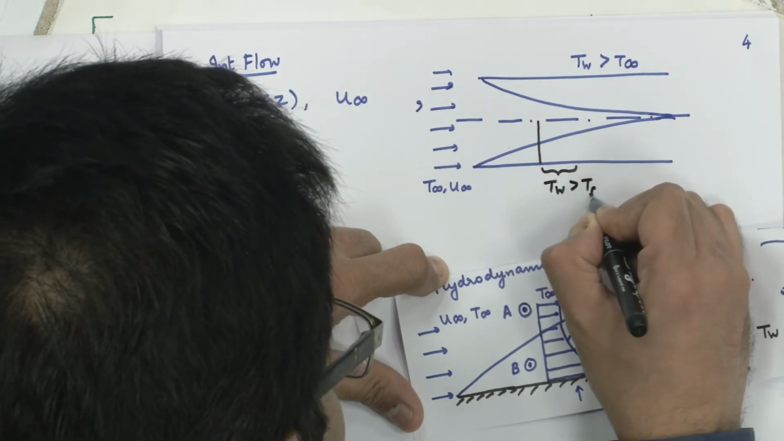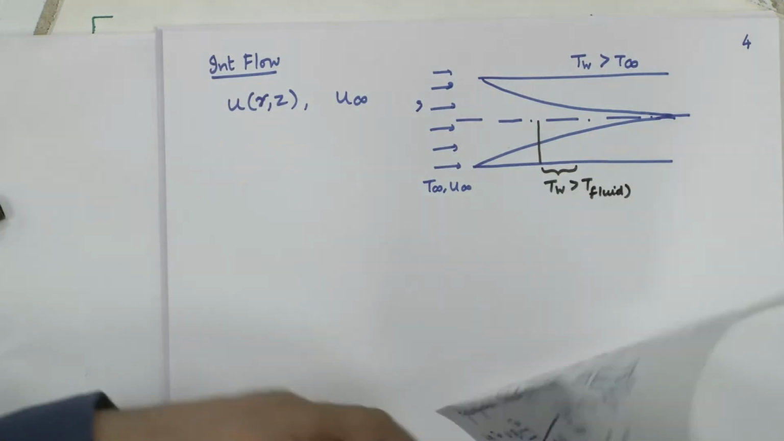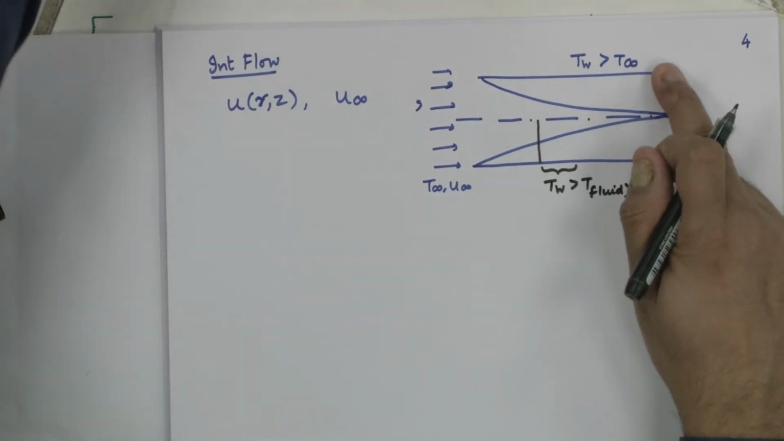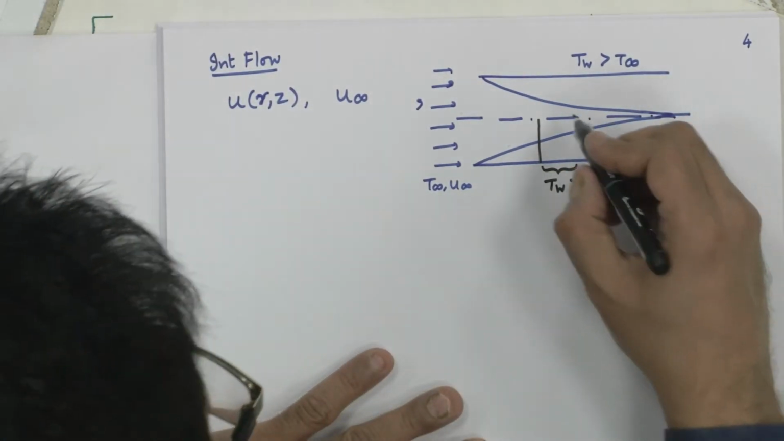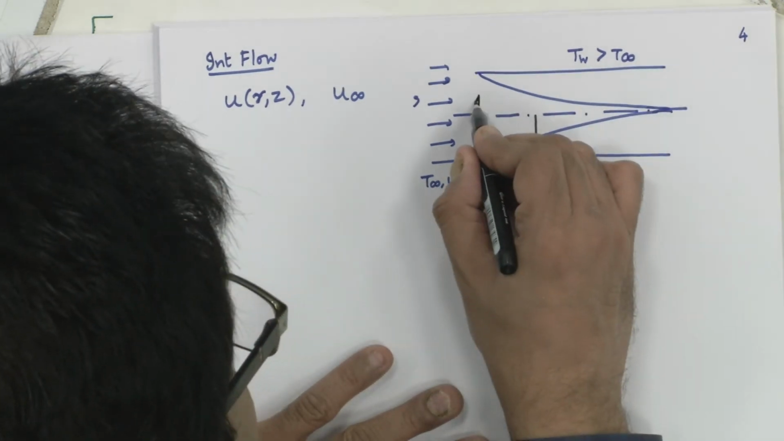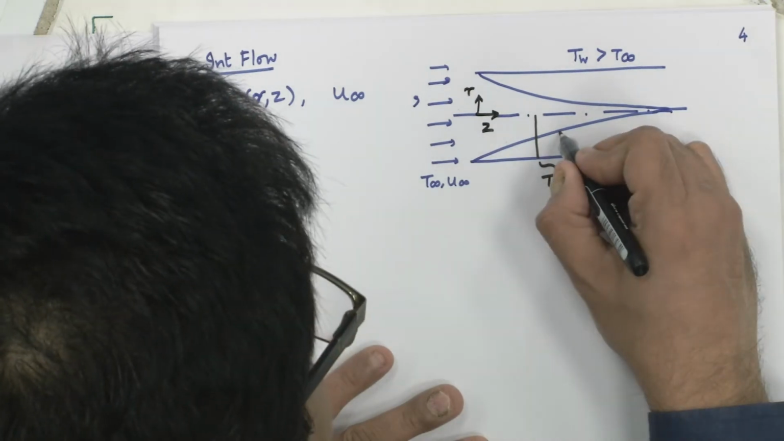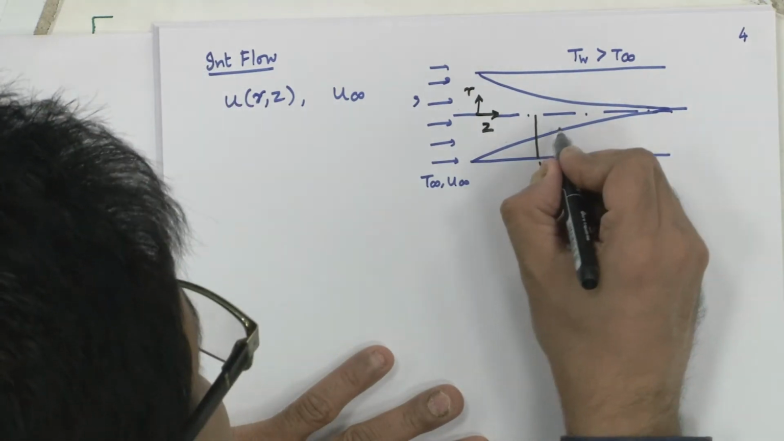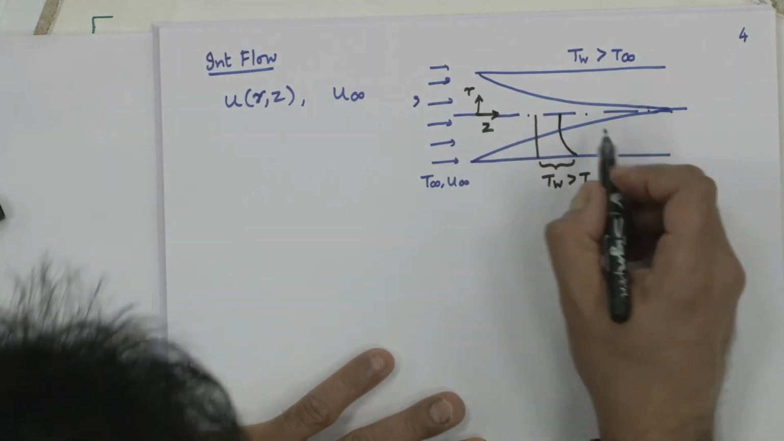You would have wall temperature greater than T fluid. I am writing it as T fluid because you are having heat transfer, T wall is greater than T infinity. So, the fluid is going to get hotter as it flows along the direction. This is your R, this is my Z. I would have a temperature profile which looks like this and vertical here. What does this mean?